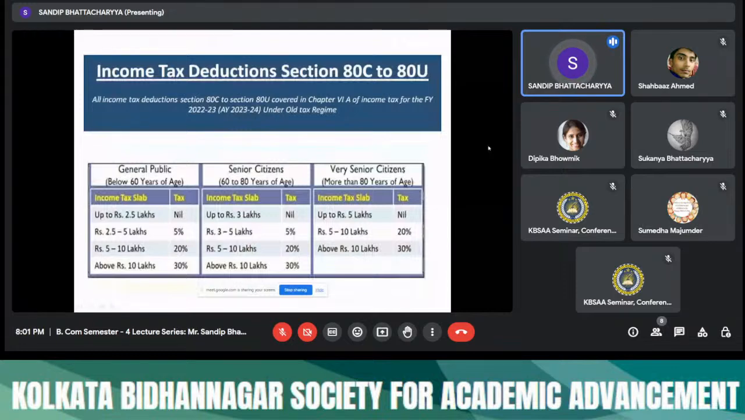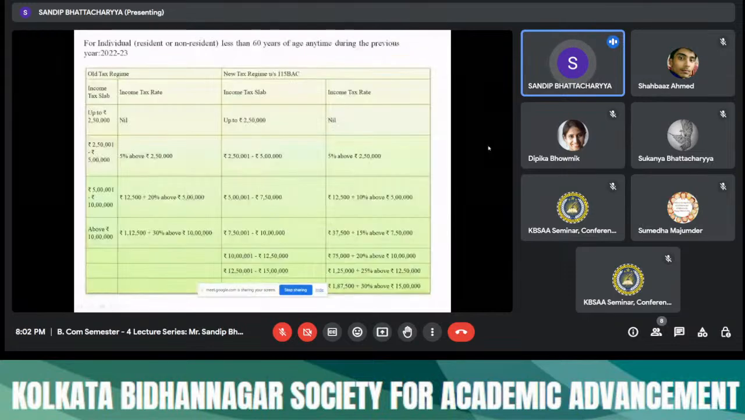So we can say that it is under the old tax regime or under the new tax regime. You can see my slide, that is for an individual, resident or non-resident, less than 60 years of age of any type during the previous year 22-23. So I have separated two columns. One is the old tax regime, another one is the new tax regime.